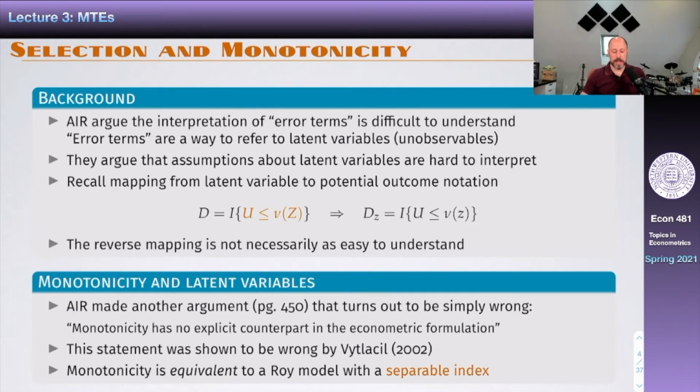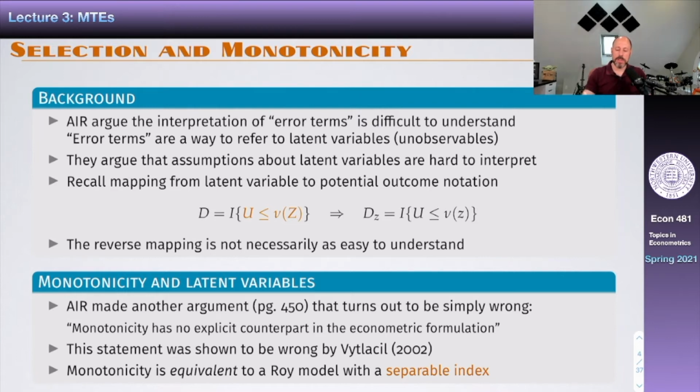So this paper by Angrist, Imbens, and Rubin made the argument, on page 450, that monotonicity has no explicit counterpart in the econometric formulation. By econometric formulation, I mean the one associated with the Roy model and a number of papers by Jim Heckman. This statement was shown to be wrong by Ed Vytlacil's job market paper. Ed is a professor at Yale, and he was a student at Chicago, a student of Jim Heckman. So what Ed showed is that monotonicity is equivalent to a Roy model with a separable index.